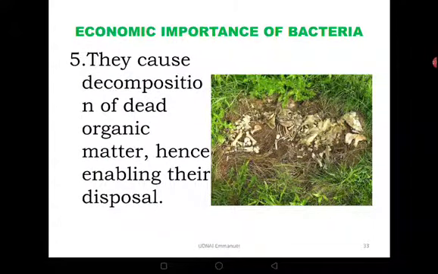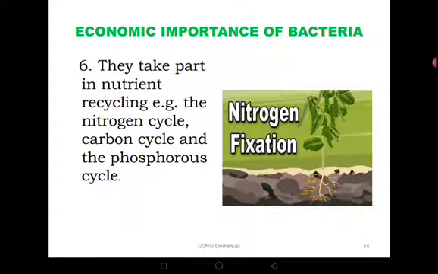They cause decomposition of dead organic matter, hence enabling disposal. You might have seen different organisms after dying, they rot and decompose. So bacteria are the ones that are responsible. Bacteria and fungi, those that feed saprophytically, are the ones responsible for decomposing this organic matter. And in the process, they take part in nutrient recycling as well.